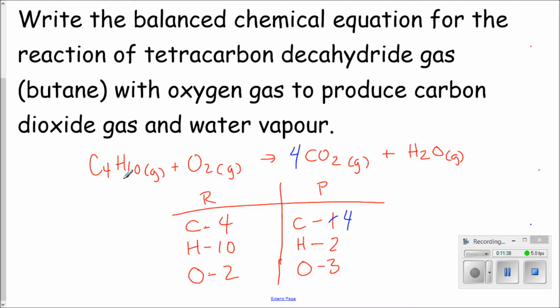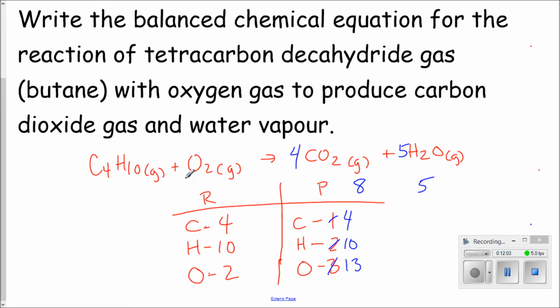I have 10 hydrogens on this side, 2 hydrogens on this side, so I'm going to put a 5 here. 5 times 2 is 10. Now let's count out my oxygens where I've changed this. So 4 times 2 is 8, and 5 times 1 is 5. So I have 8 O's here, and I have 5 O's here. That's 13 O's. Oh boy, that's difficult because I can only put an even number here.